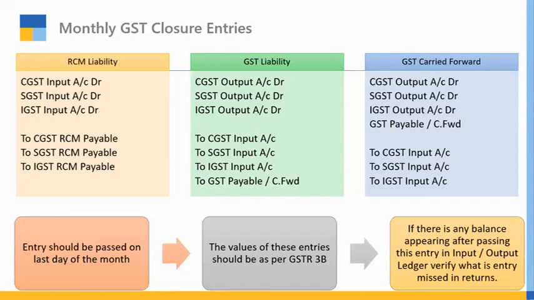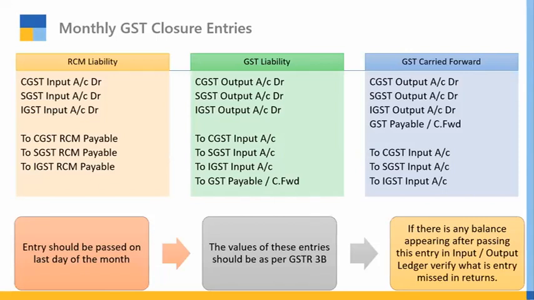First principle is to take your GSTR3B. In the GSTR3B, you have the data. What is your output? CGST output, SGST output, IGST output. Then you have your input: CGST input, SGST input, IGST input. So whatever is your input and output as per your GST return, you pass the entry. So in one month, whatever is my input, I will pass this entry. I have to pass this entry in the month end.